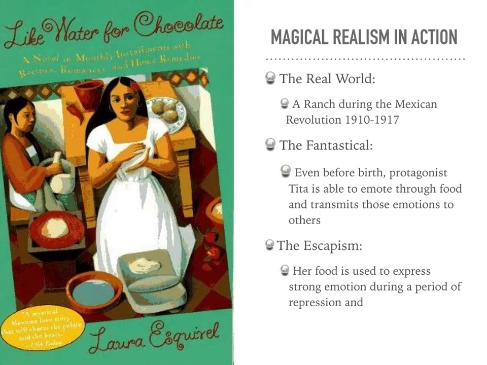The escapism that Esquivel uses is that Tita's food is used to express strong emotion during a period of repression and liberation. So Esquivel uses food as a means of envisioning something bigger and feeling larger emotions.